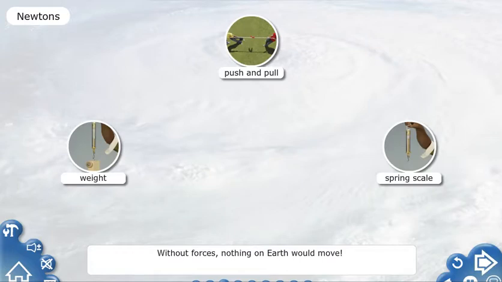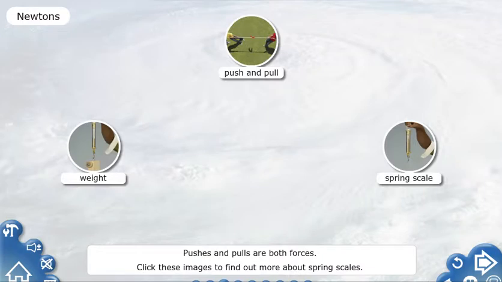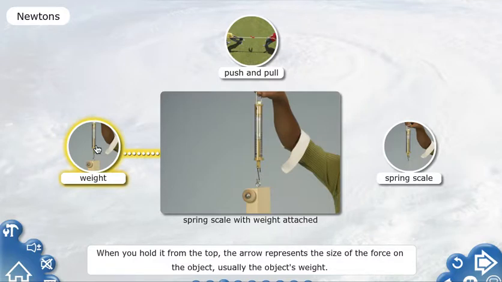Without forces, nothing on Earth would move. We experience forces in everyday life. Pushes and pulls are both forces. This spring scale has an object hooked to it. When you hold it from the top, the arrow represents the size of the force on the object, usually the object's weight.